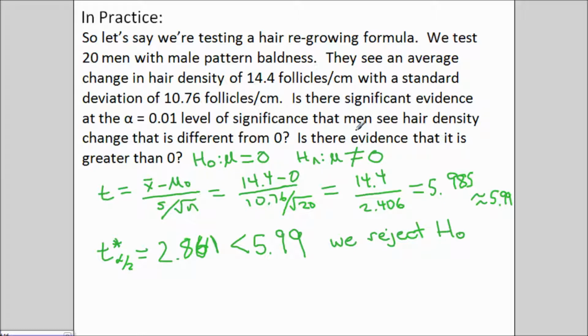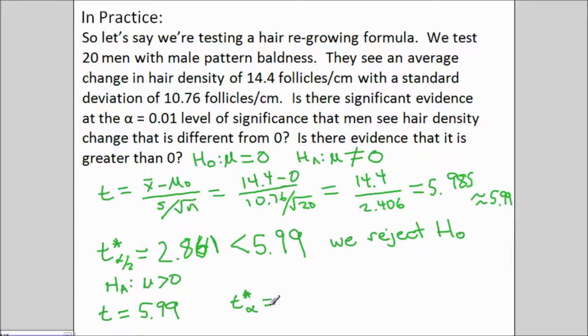Now this is a two-part question. This says, is there evidence that it's greater than 0? So this is giving us a different alternate hypothesis. We use the same null hypothesis. Now we're saying, is the mu greater than 0? Now, our test statistic won't change, so our t is still equal to 5.99. But now we have to compare it to our t star, in this case t star alpha.